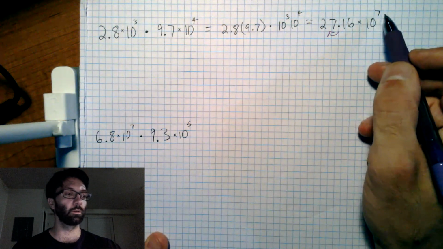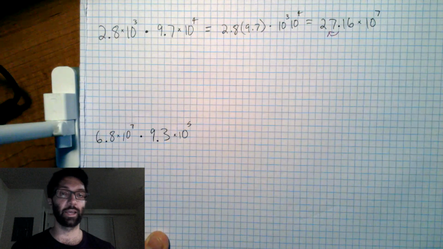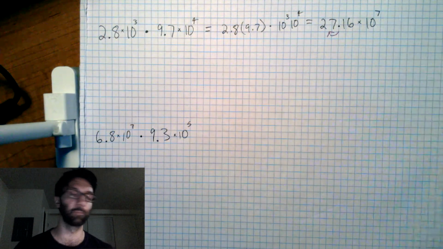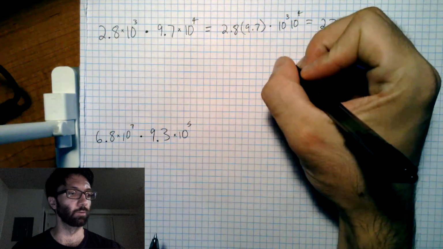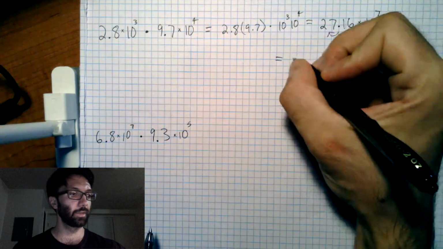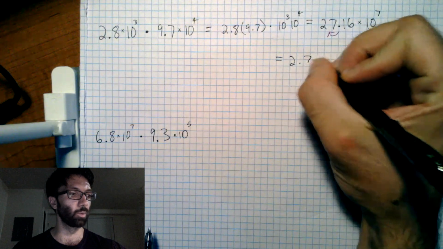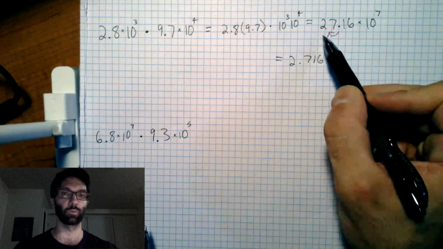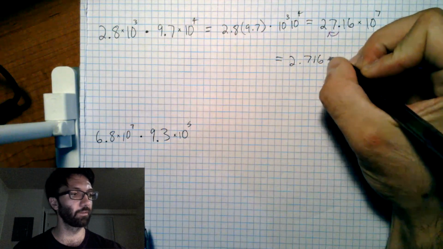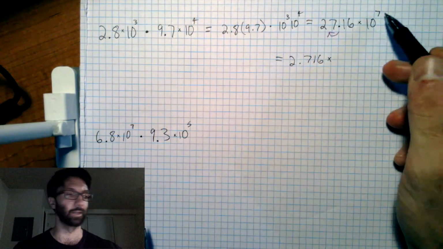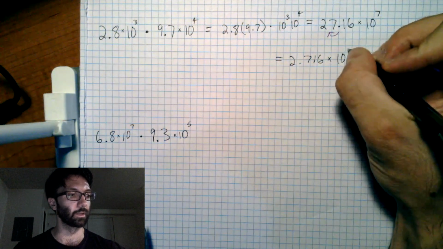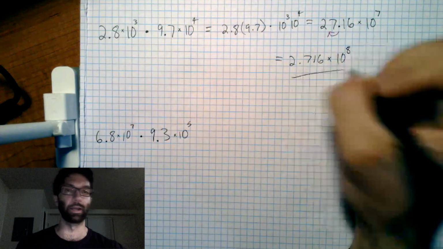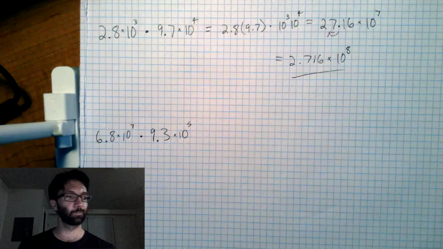And so multiplying by 10 would be the same as just increasing this exponent by 1. And so we're going to rewrite this value as 2.716, right? That's us dividing by 10, moving the decimal to the left once. And then to make up for that, we're going to multiply by 10 by increasing the exponent by 1. And so this is going to be your answer in scientific notation.